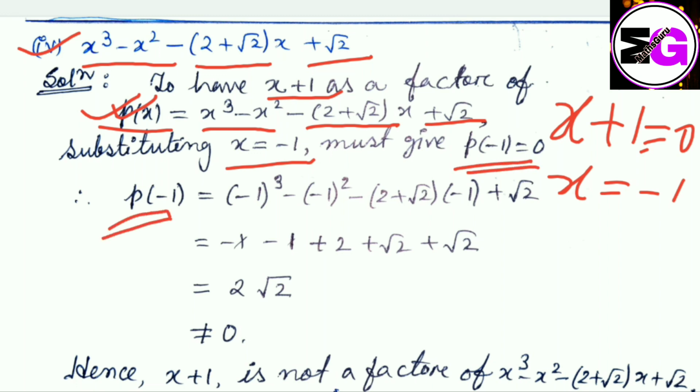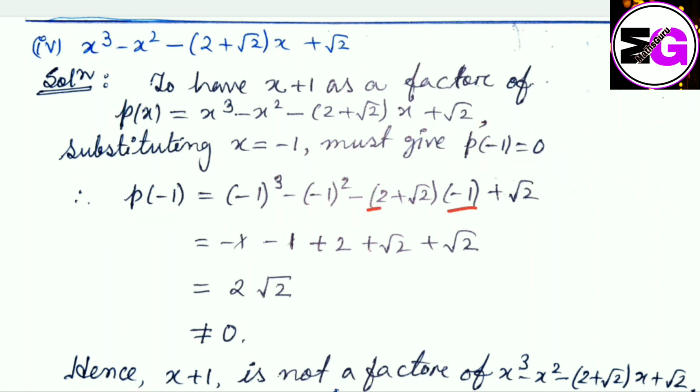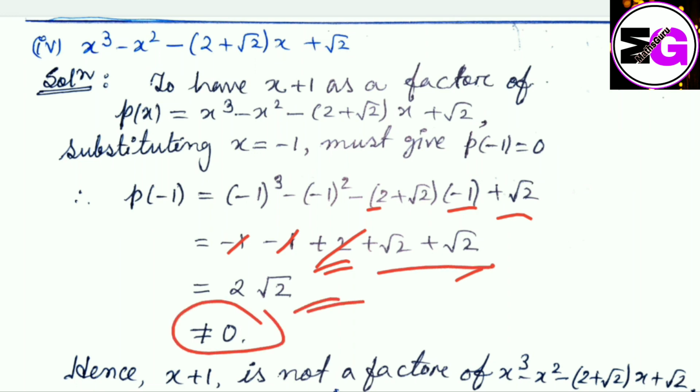So p of minus 1 is equals to minus 1 cube minus minus 1 square minus 2 plus root 2 into minus 1 plus root 2. Okay, after calculation, minus 1 cube is minus 1, minus, and minus 1 square is plus 1, and minus, this minus minus plus, this minus minus plus 2 plus root 2 and plus root 2. Ultimately, minus 1 and plus 2 cancel out, 2 plus root 2, which is not equals to 0.